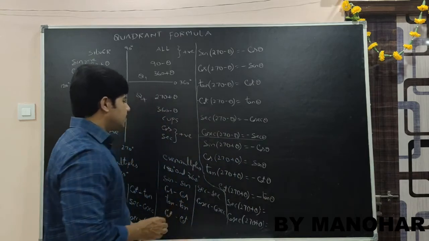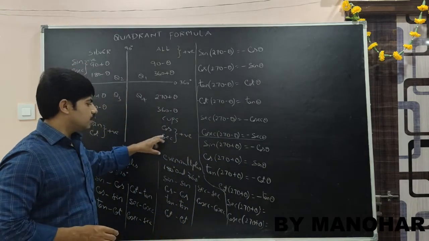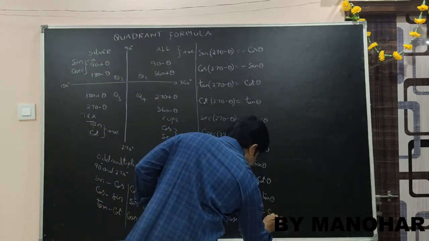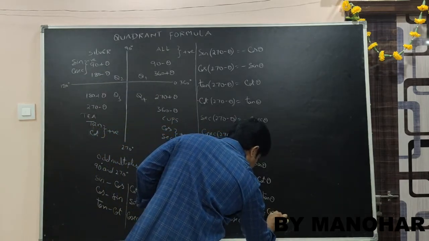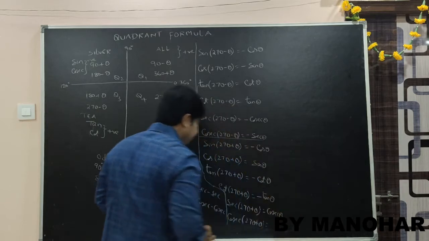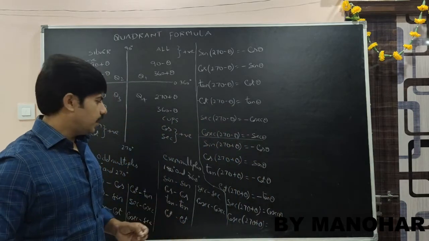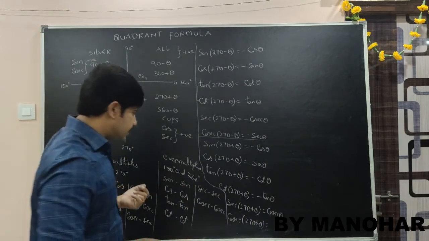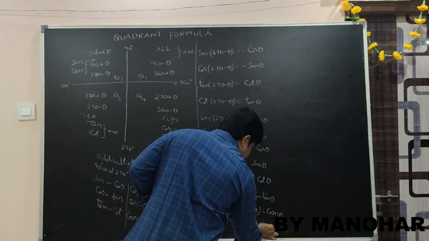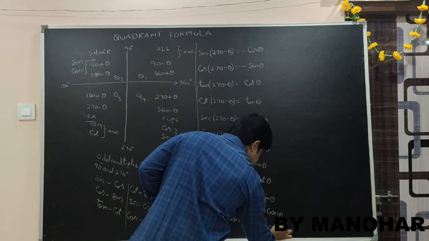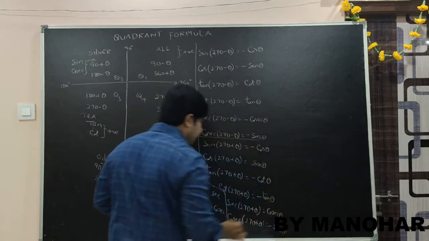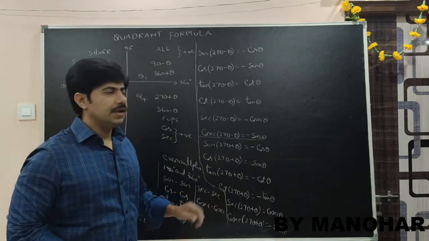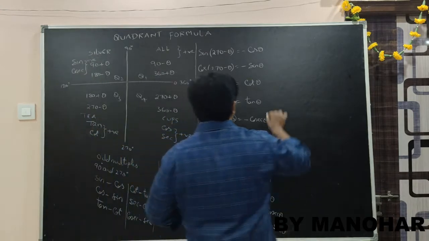Then secant of 270 plus theta. Cos and secant are positive in the fourth quadrant. So here it is positive, but secant changes to cosecant. And cosecant of 270 plus theta: 270 plus theta lies in the fourth quadrant. In the fourth quadrant, cosecant is negative. As it is an odd multiple, 270, cosecant changes to secant theta. So cosecant of 270 plus theta is minus secant theta. Just we'll write for 360 also.